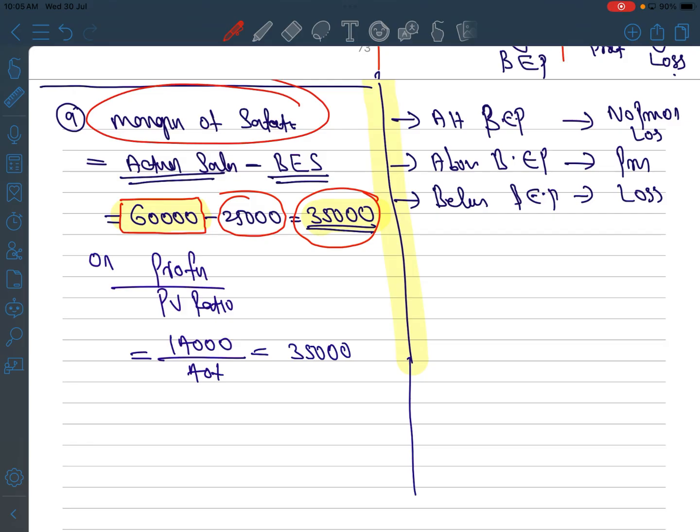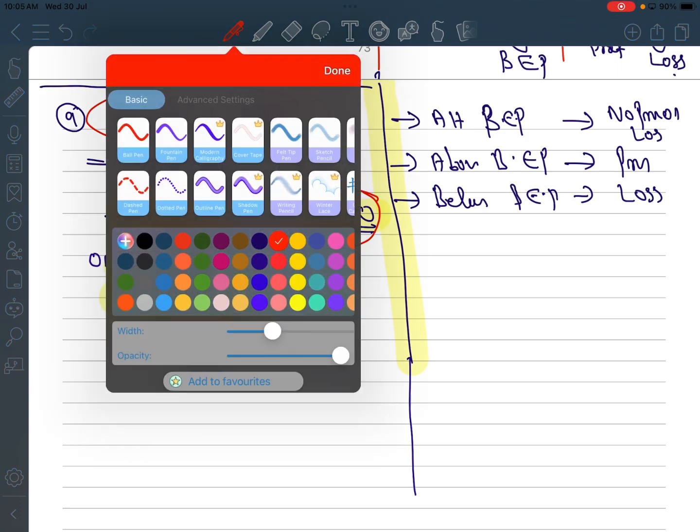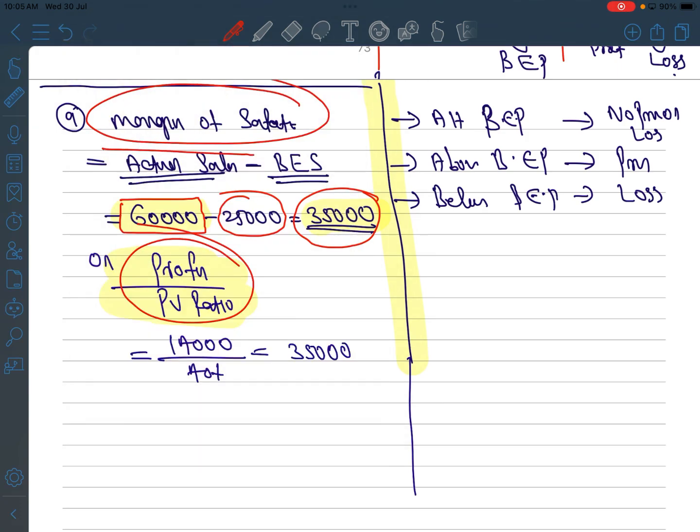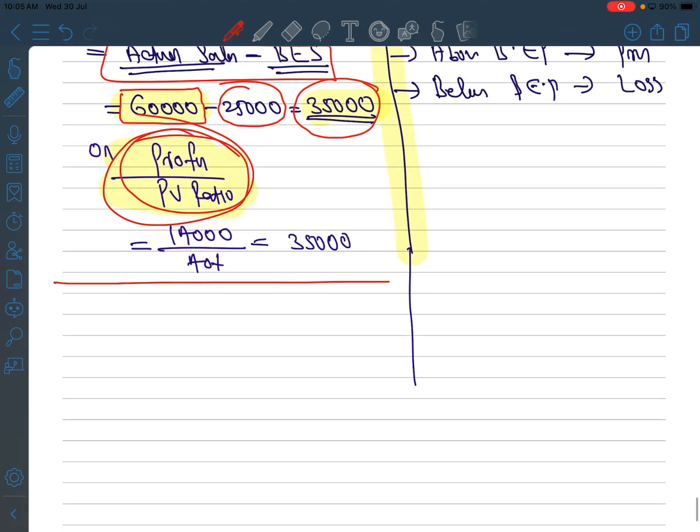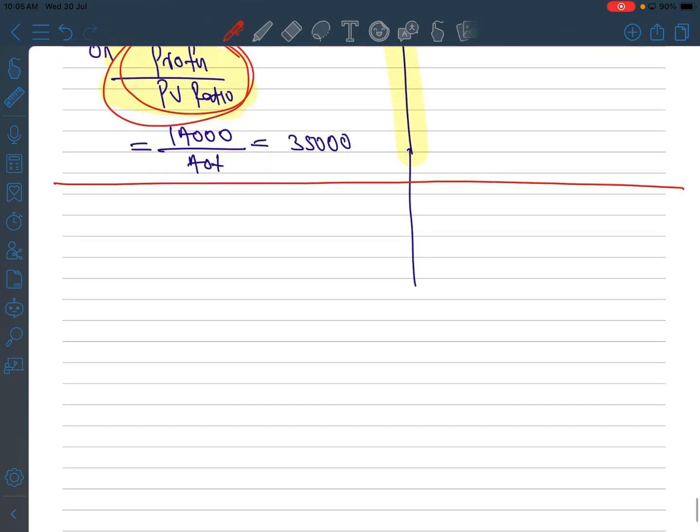So there are two equations to find out the margin of safety. In most questions you need this equation because of lack of information. Number one is actual sales minus break-even sales, and another one is profit divided by PV ratio. Finally, the last and very interesting one, the 10th point. What is that?